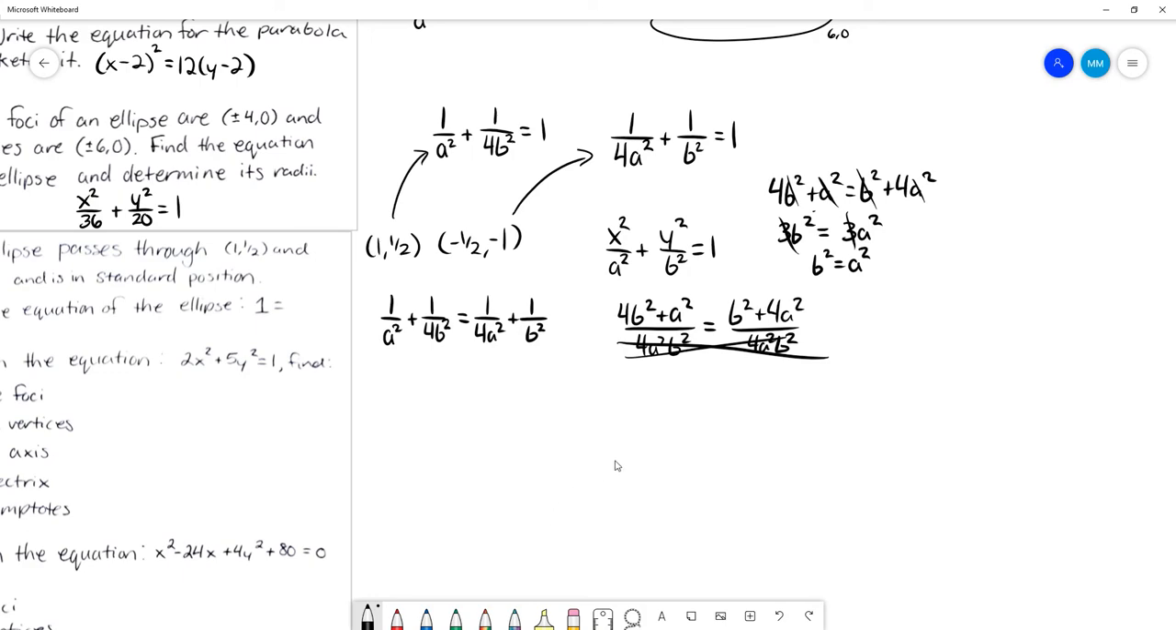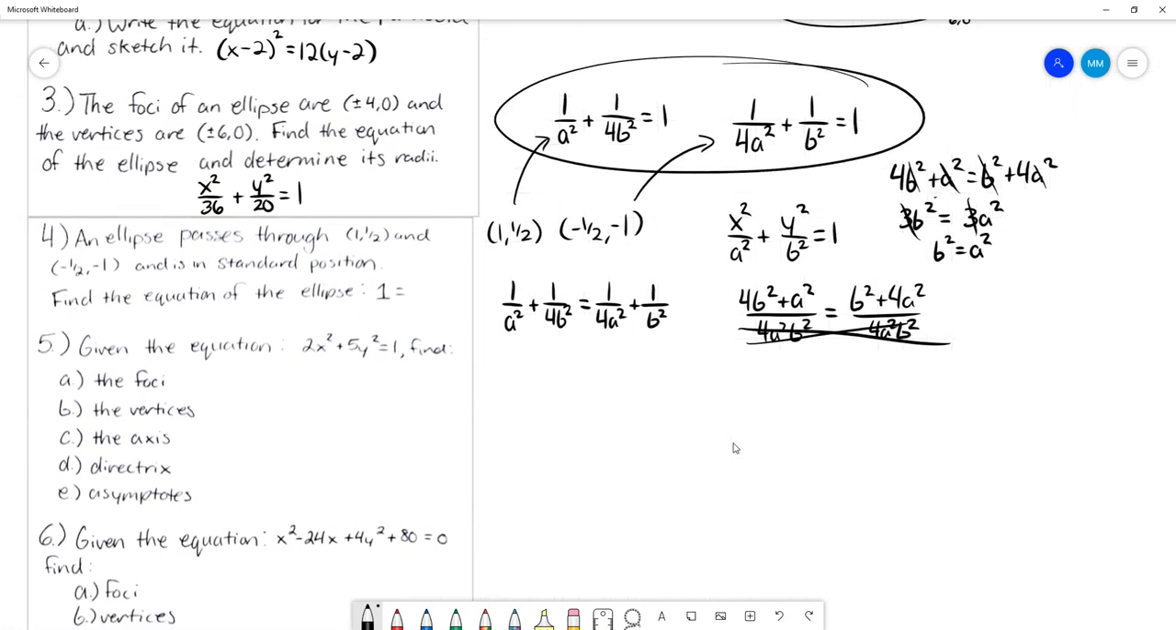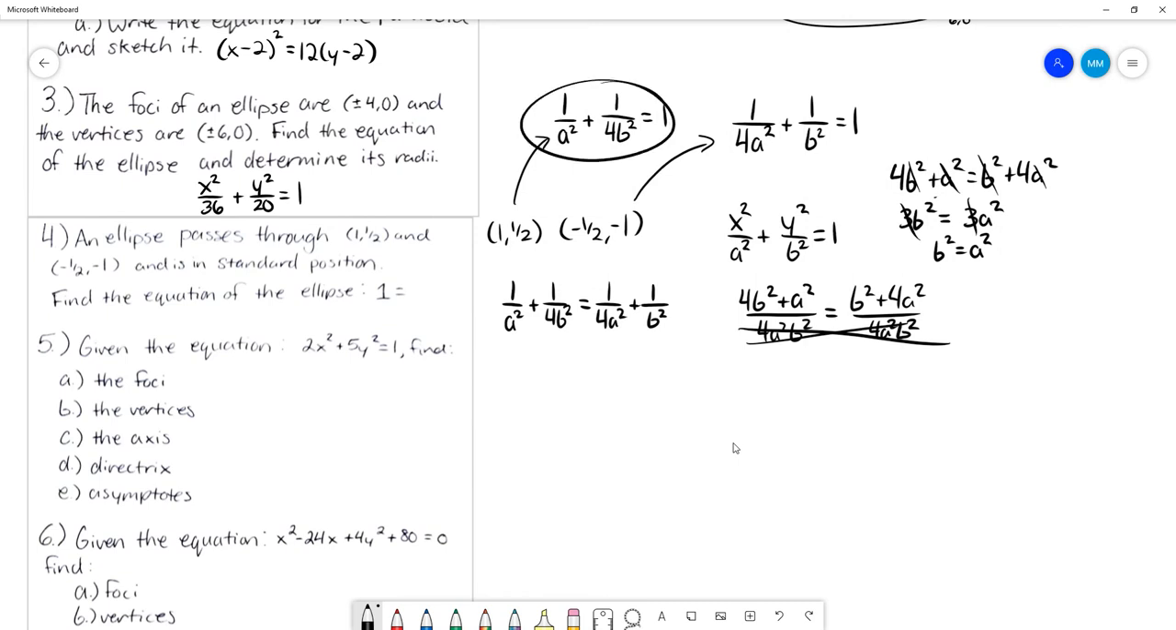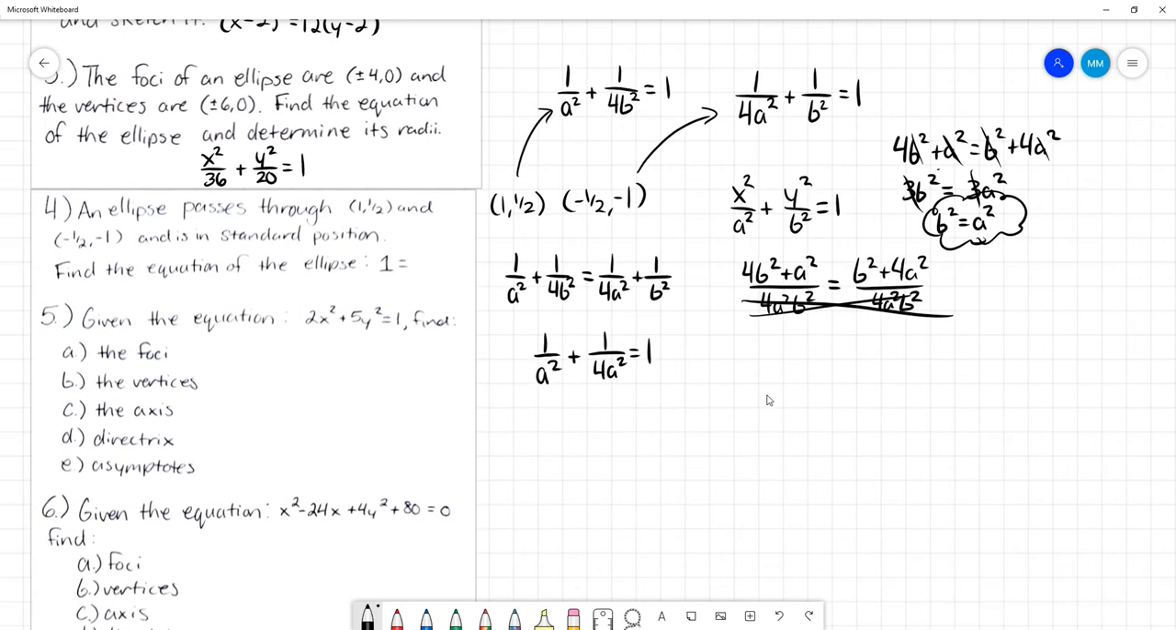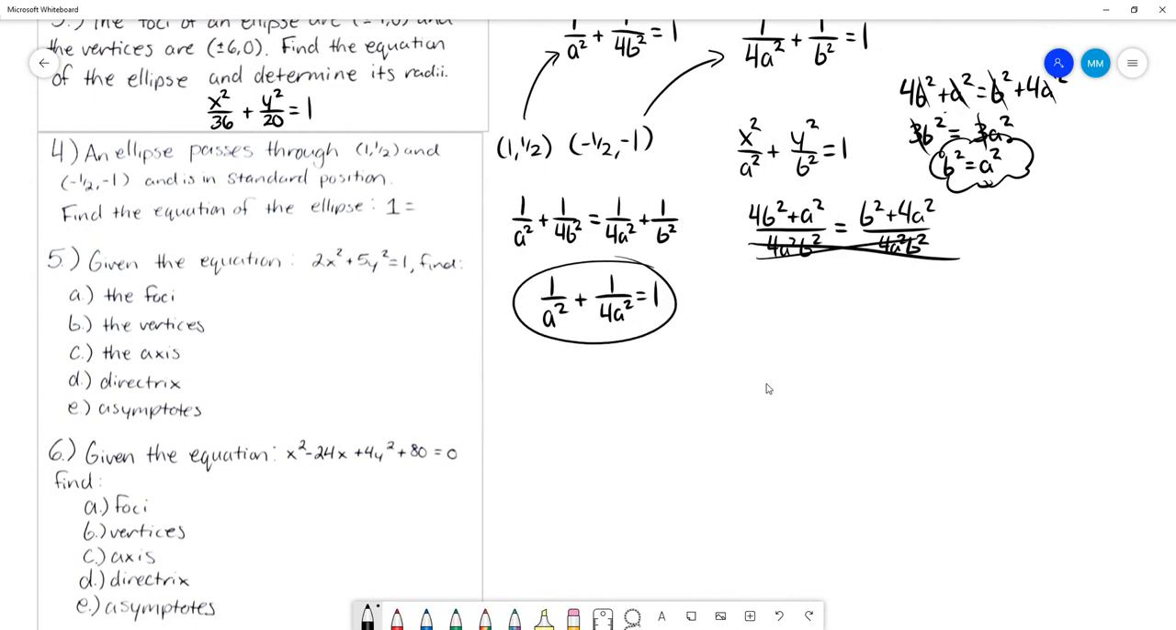Knowing that now, I can come back to these equations up here. I'm going to pick this one, and I'm going to plug in my a squared for that b squared. So it's going to be 1 over a squared plus 1 over 4a squared equals 1. And this is the same thing, right? Because we found that those are equal. And I'm actually going to just circle that really quick. Now, I'm going to use this to solve for a.